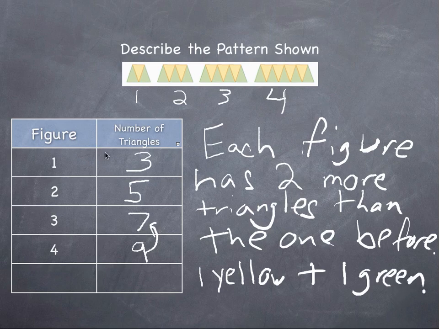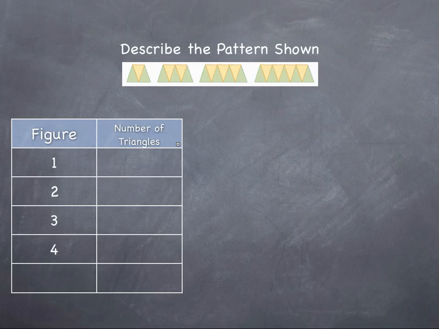For this one, it's a pretty simple pattern. We're going to get more complex ones than this, but the basic pattern you're looking for is that each figure has 2 more triangles than the one before it. The reason why it's important to learn that pattern is because now you can use it to predict different things. So let's get rid of that writing again and move over to our next slide.